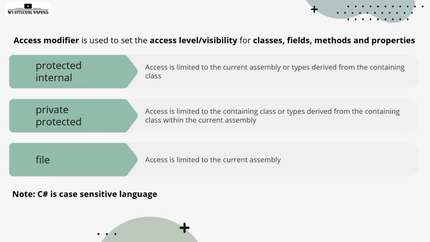So these are the access modifiers. If I summarize this, an access modifier is used to set the access level or visibility for classes, fields, methods and properties. It restricts the access of the class or fields or methods and properties depending on the keyword which you are using, and keywords like public, private, private protected, internal, all of those are called access modifiers.